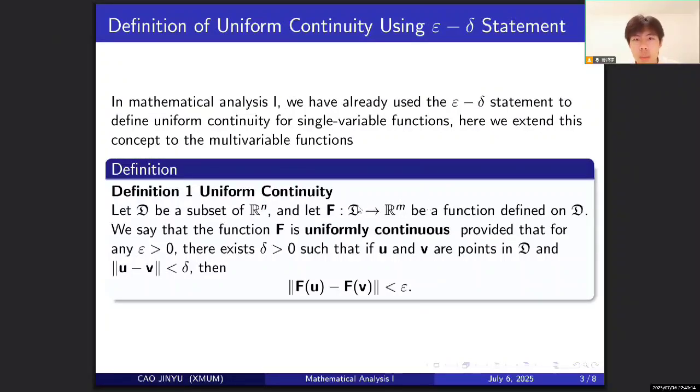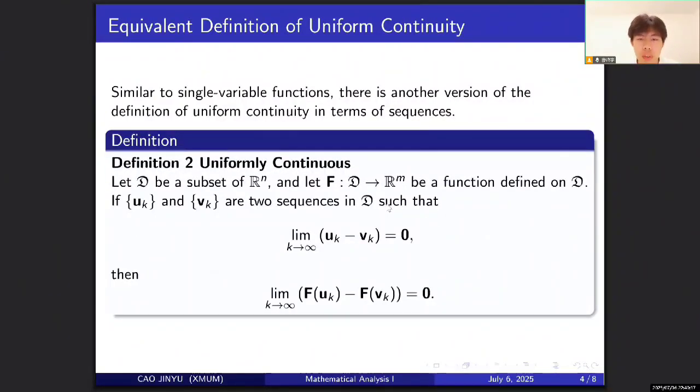Similar to single variable functions, we can also define uniform continuity by using sequences. So still let D be a subset of Rn and f be a function defined on it. If uk and vk are any two sequences in D such that the limit of uk minus vk as k approaches infinity is the zero vector, then we have the limit of f(uk) minus f(vk) as k approaches infinity is also the zero vector.